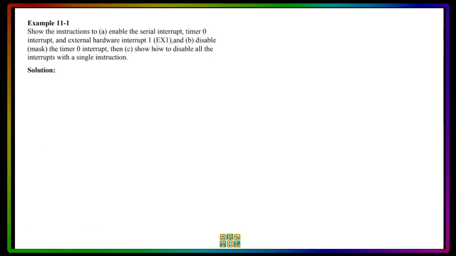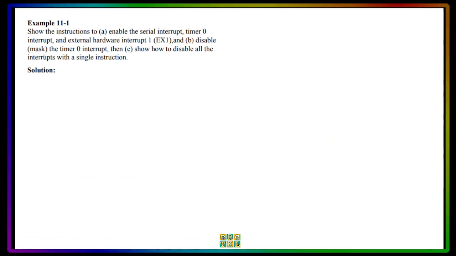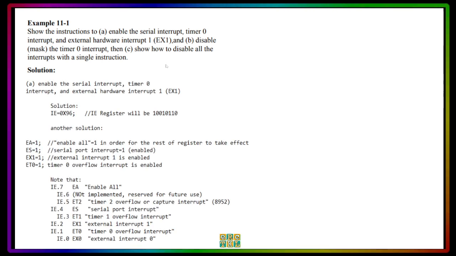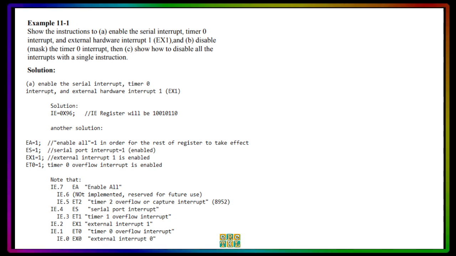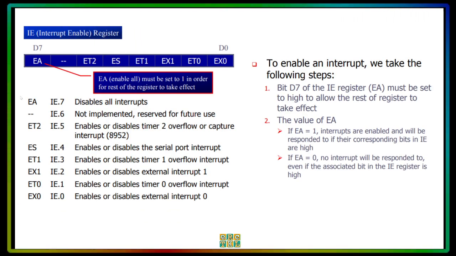Now let's have an example. Let's try to enable the serial interrupt, the timer 0 interrupt, and the external hardware interrupt 1, EX1. To do that, we can use a one-line command like this: IE = 0x96. Take note that 9 is hexadecimal 9, and if you change it to binary, that will be equal to 1001. So in other words, when we go back here, this will become EA equals 1, and this will be 0, this will be 0, and this will be 1.